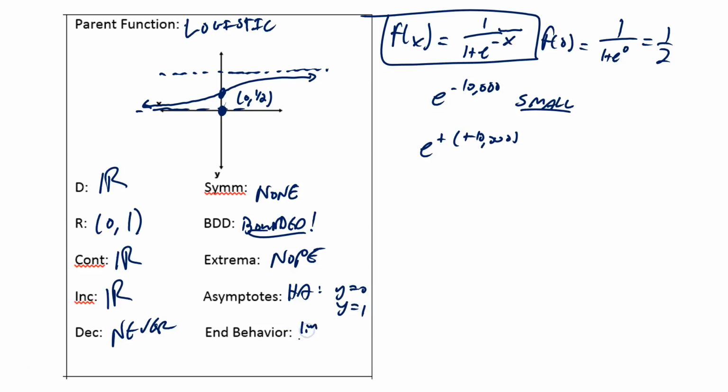End behavior, limit as x approaches positive infinity of f of x is equal to 1. Those function values are climbing up to 1. And the limit as x approaches negative infinity of that function, as we go to the left, those function values are dropping down to 0. And that, ladies and gentlemen, is all of our parent functions.